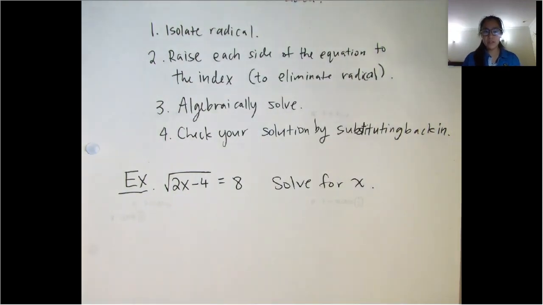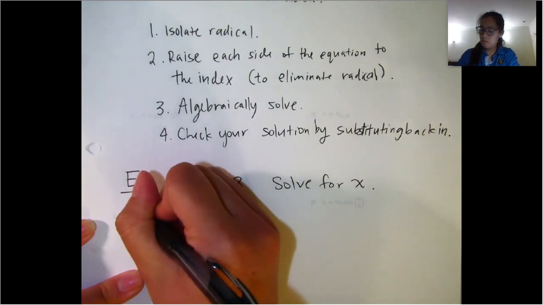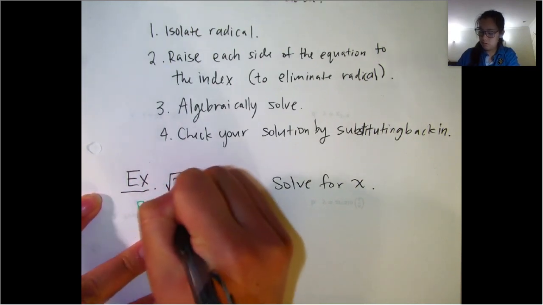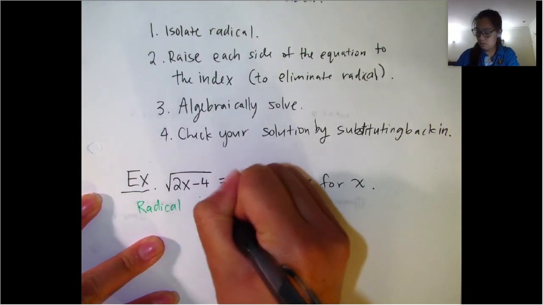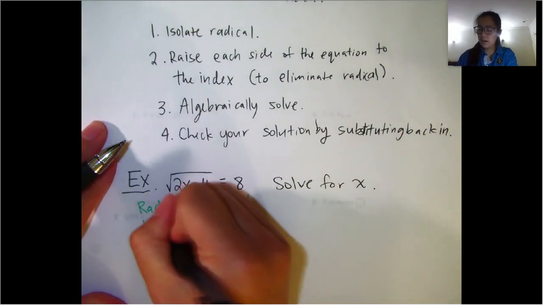As you can see, the radical is already isolated, but I'm going to write that down as a confirmation that we've isolated our radical. That's your first step. If the radical was not isolated, you would have had to do that. So the next step will be to undo the radical.